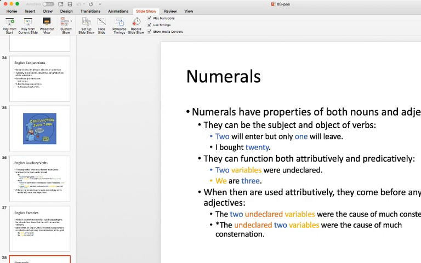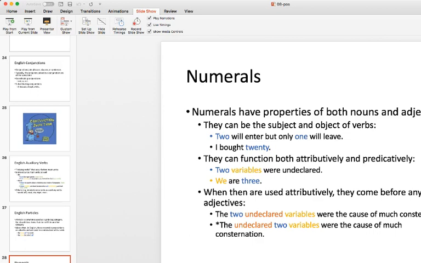Then we have numerals. This seems pretty obvious, what these are, but they have properties of both nouns and adjectives. So they can be the subject and object of verbs. You could say, 2 will enter, but only 1 will leave. Or, I bought 20. But they can function both attributively and predicatively like adjectives. So 2 variables were undeclared, or we are 3. And when they're used attributively, they come before any adjectives.